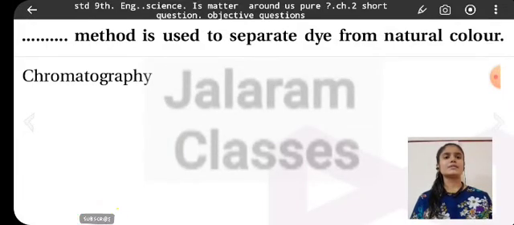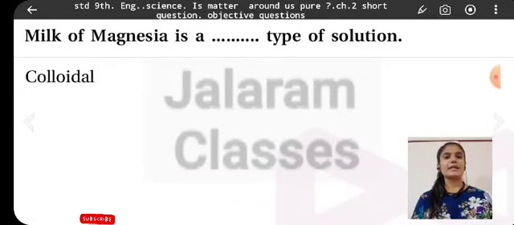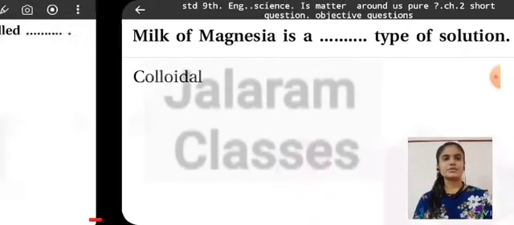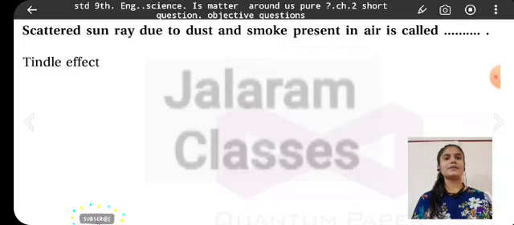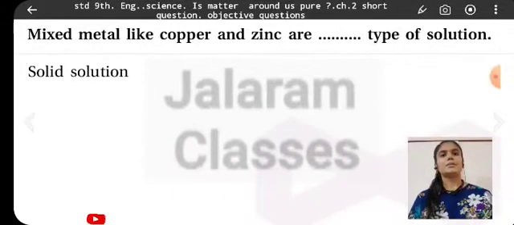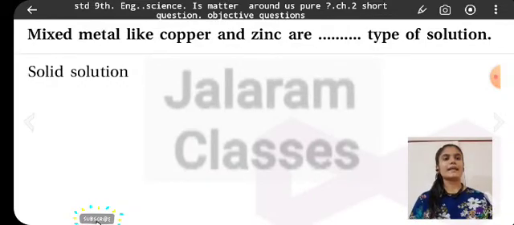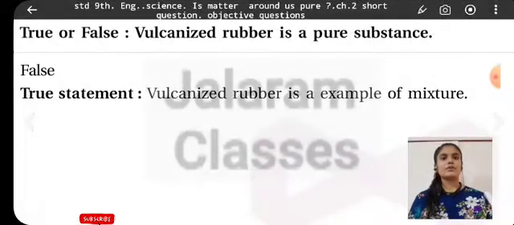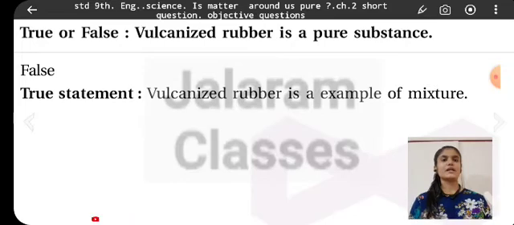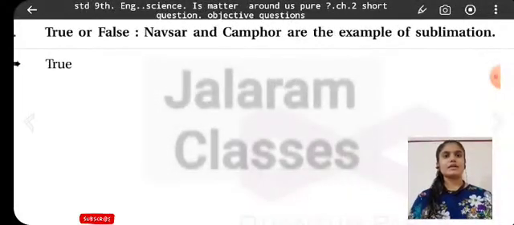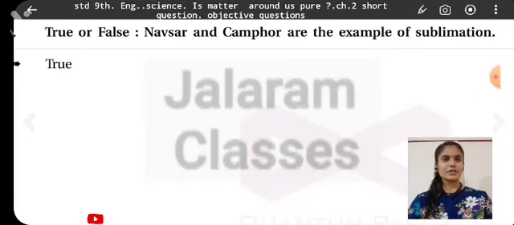Chromatography method is used to separate dye from natural color. Milk of magnesia is a colloidal type of solution. Scattered sun ray due to dust and smoke present in air is called Tyndall effect. Mixed metal like copper and zinc are solid solution type of solution. True or false questions. Vulcanized rubber is a pure substance, and it is false. Vulcanized rubber is an example of mixture. Naphthalene and camphor are the example of sublimation, and it is true.